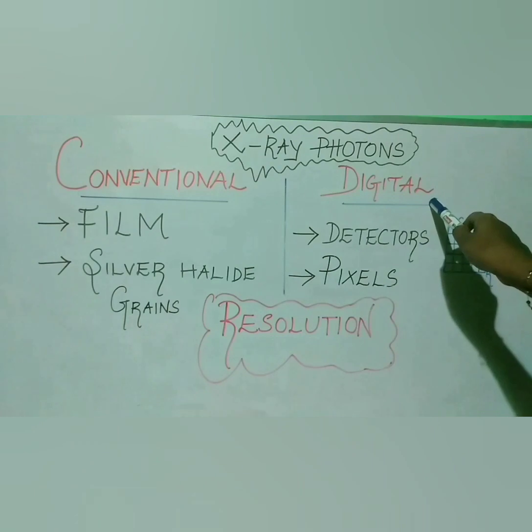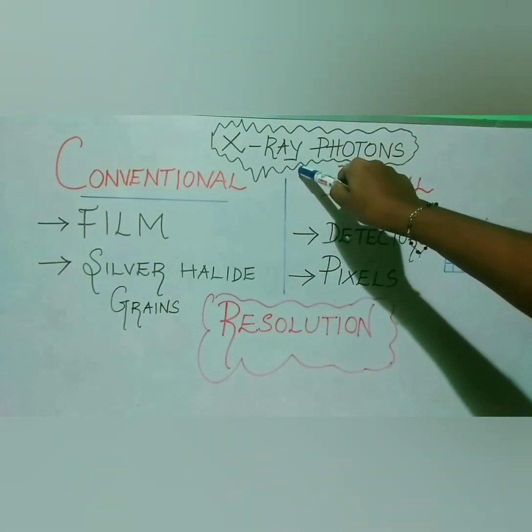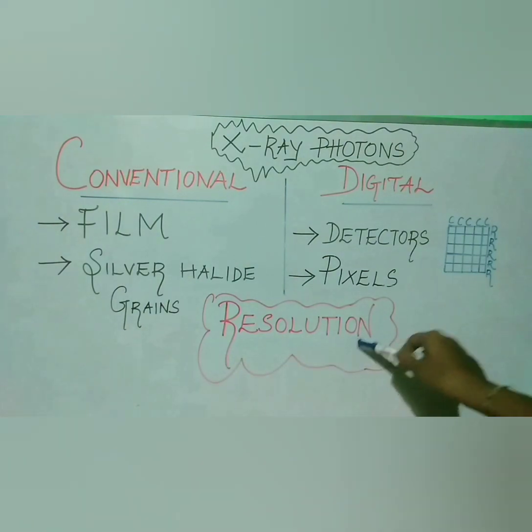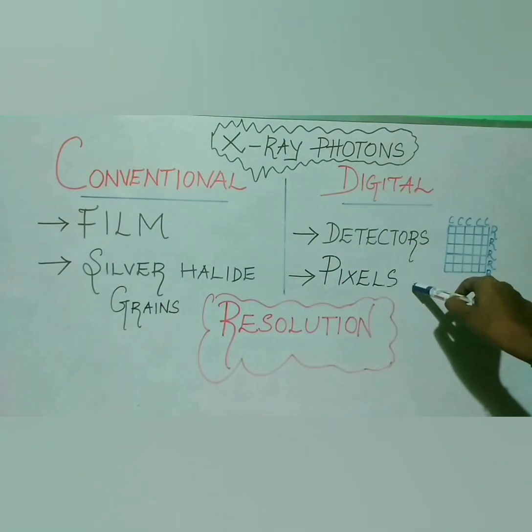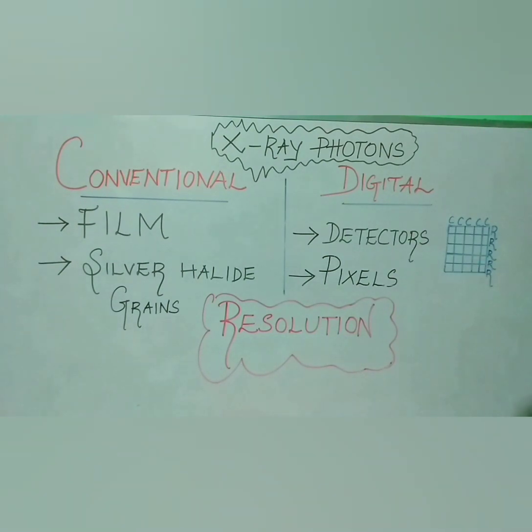In digital radiography, a detector is getting exposed by X-ray photons, and the resulting image has a resolution that is defined within the picture elements or pixels. A pixel is a word that is framed from picture element. So this digital image can be viewed on a computer, it can be stored on a computer, and it can be shared over the internet.